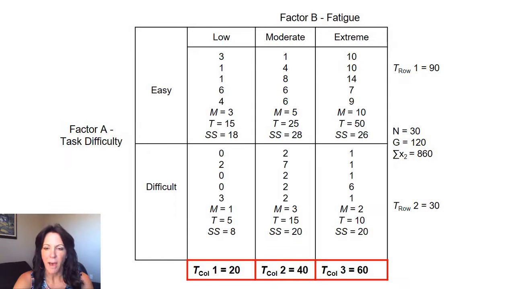We also have a treatment total at the very bottom for the different columns. If you add up the treatment totals here, we get 20, 40, and 60. And you'll notice that the treatment totals at the bottom equal the treatment totals on the side. And if we add them all together, this equals 120, and these two together equal 120. So our grand total, the long story short, is 120. We have 30 people in the study, and the sum of our squared scores is 860.